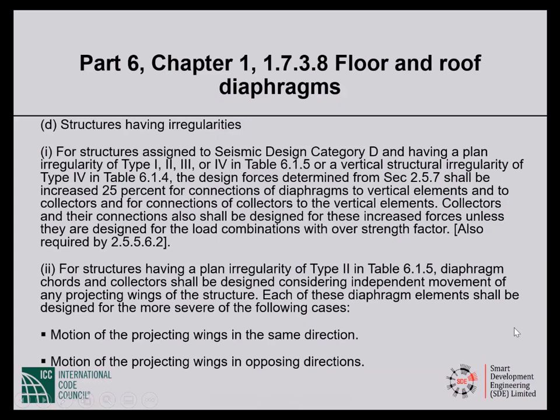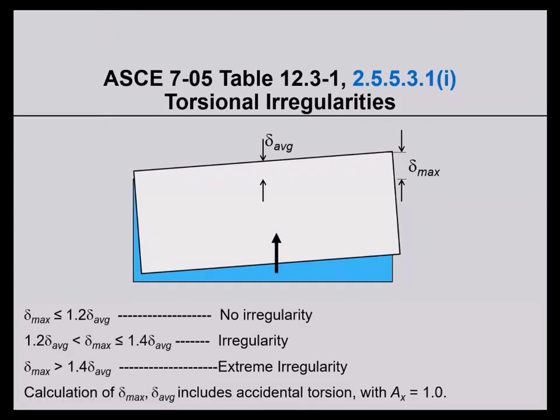How to exactly do it is not that clear or that simple, but anyway, that is the 1738 that is invoked from the table of plan irregularities in BNBC part 6 chapter 1. Okay, let's get into the definition of torsional irregularity for the first time.